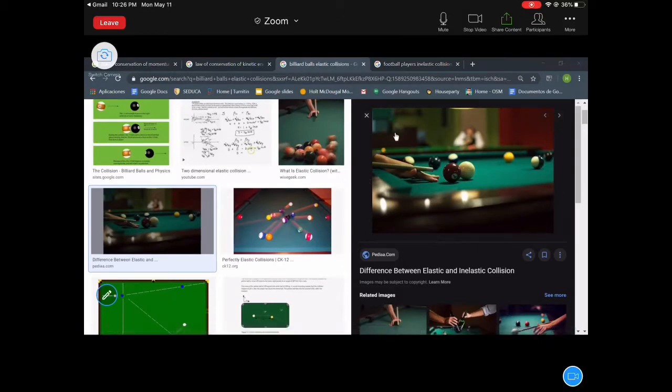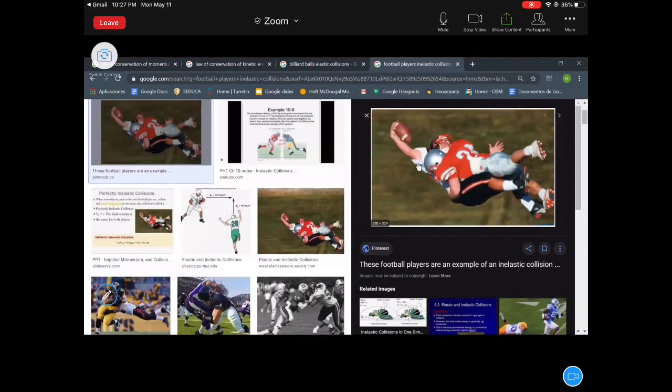An example of a perfectly inelastic collision would be two football players after they hit each other. You have one football player, and he's hit by this other football player, which would be object one and object two. And after they hit, they stick together. That's why it's called a perfectly inelastic collision.